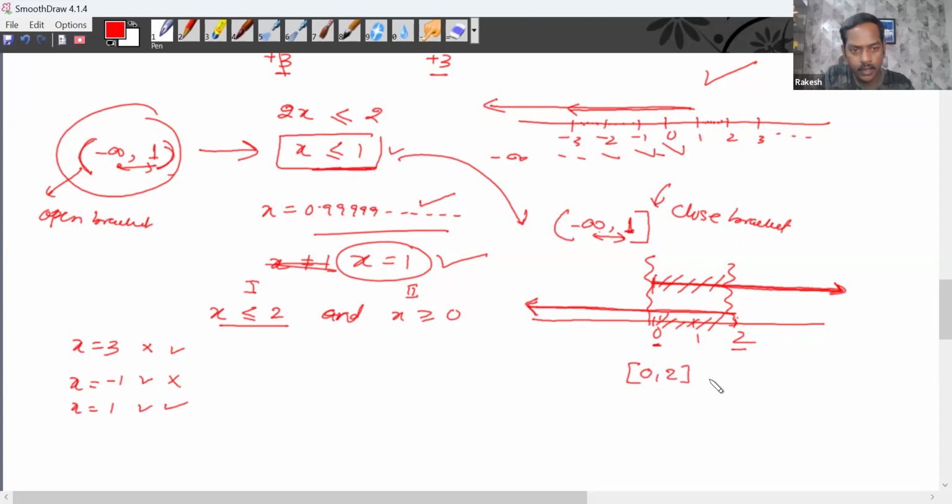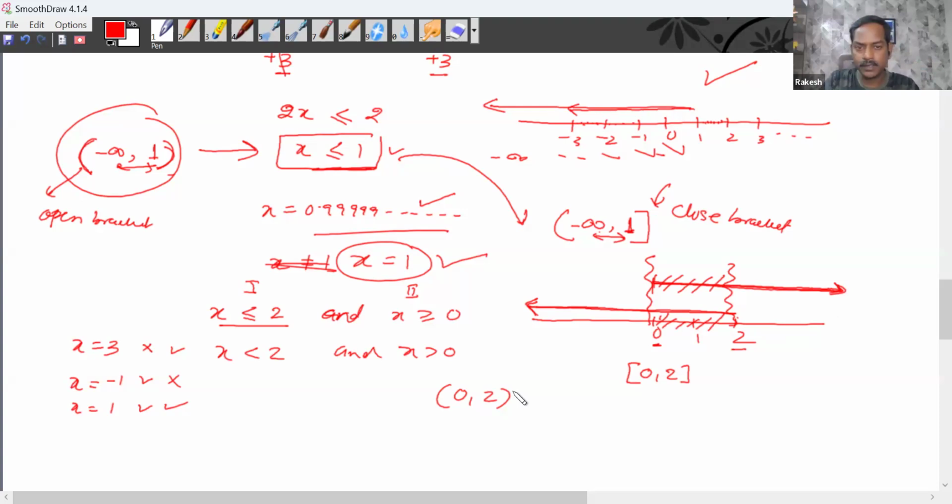Correct? If the question would have been like this, then the solution would be from 0 to 2, excluding both 0 and 2 as a solution. So I hope now you have understood what the meaning of common solution is and how we distinguish between open bracket and closed bracket, right?